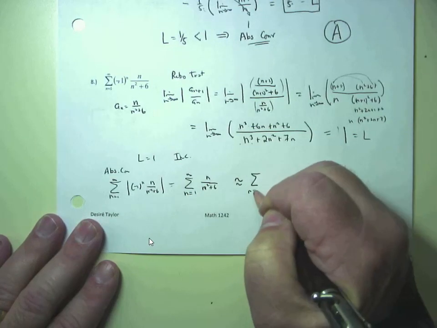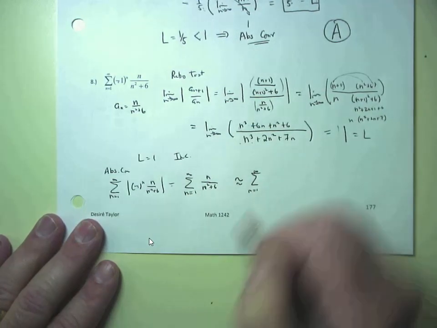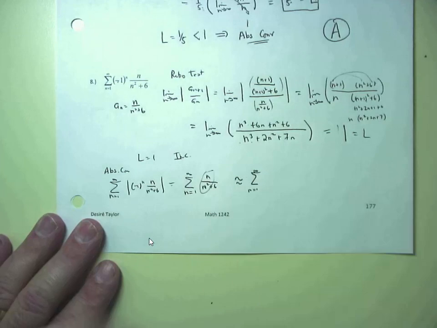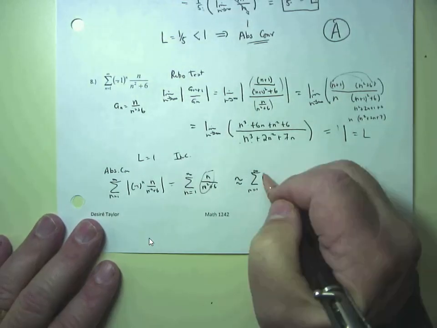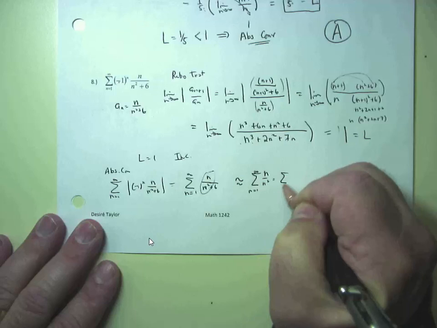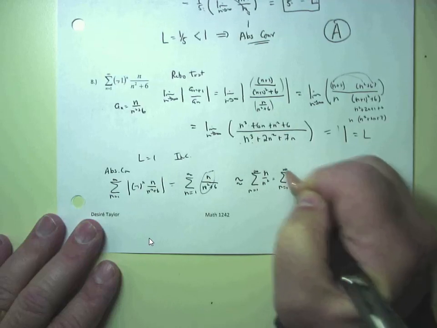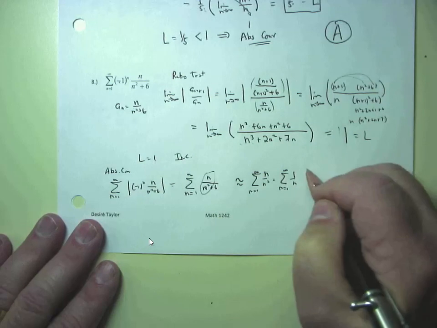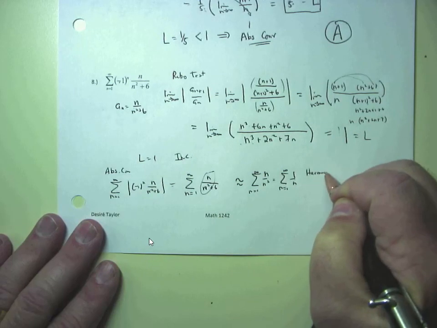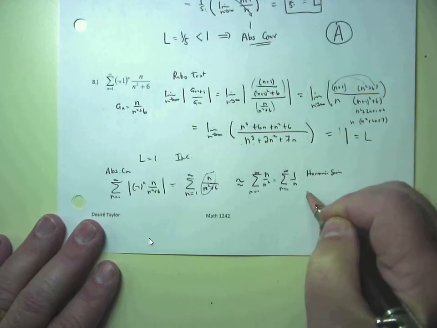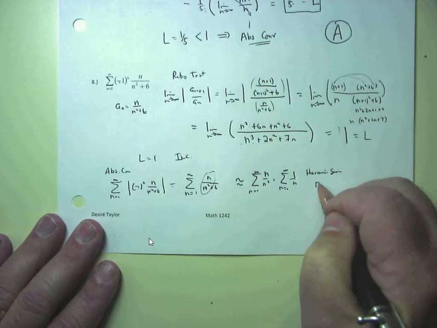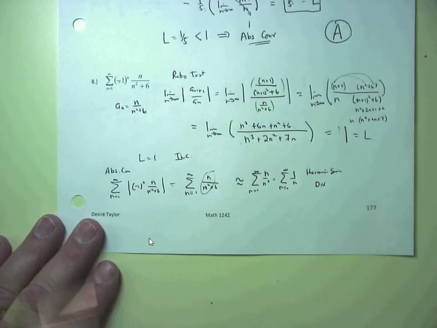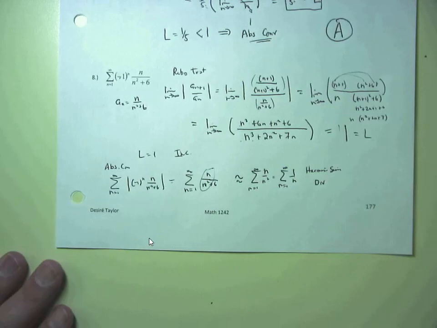The sum as n goes from 1 to infinity of n over n squared. N over n squared reduces to what? What's n over n squared? 1 over n. That guy's got a name. What's its name? Harmonic series. And what does the harmonic series do? Things we know. It diverges. So I'm going to do a limit comparison test on this guy.